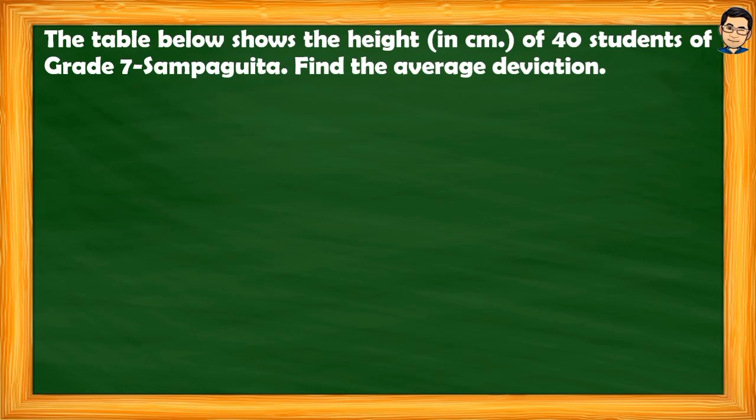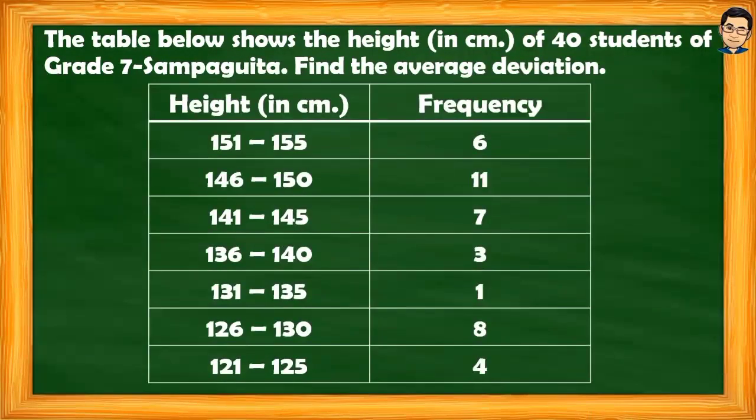So, let us have an example. The table below shows the height in centimeters of 40 students of Grade 7 Sampaguita. Find the average deviation. For this problem, we are talking about height, how tall or how short a student is. Our students are from Grade 7 Sampaguita. In the first column, you will see the height in centimeters, wherein 155 is the highest height among the 40 students, and 121 is the lowest.